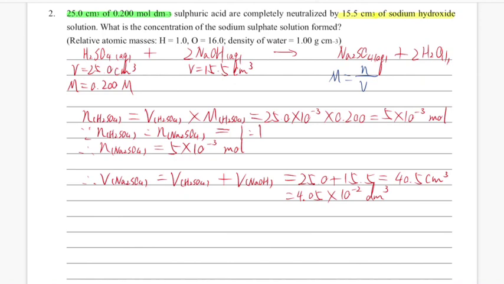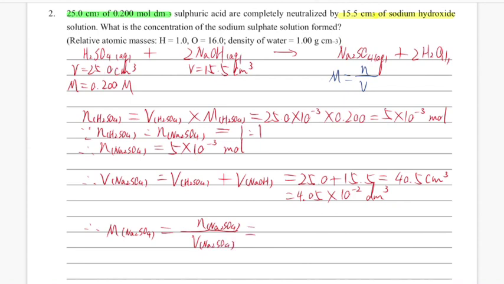Okay, so now we know the number of mole, we know the volume, so we will be able to work out its molarity. So the molarity of sodium sulfate that formed should equal the number of mole of sodium sulfate over its volume.